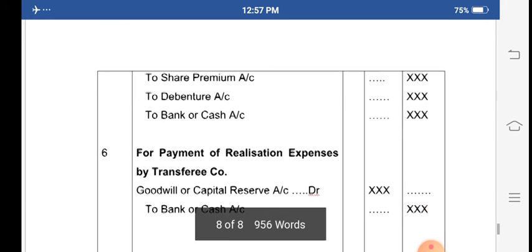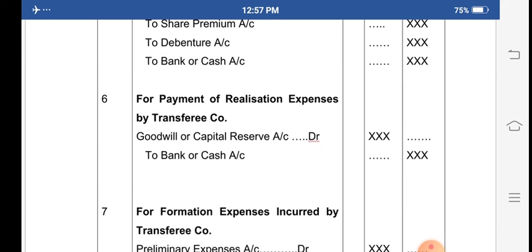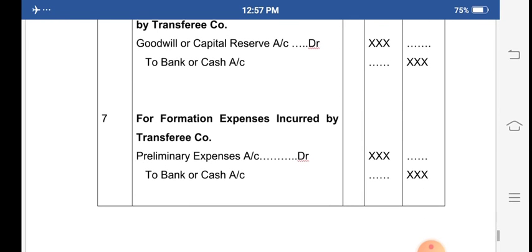Next, the sixth one, for payment of liquidation expenses of the transferee company. For this purpose, how to pass journal entries: goodwill or capital reserve account debit, to bank or cash account credit. Next, the last one, the seventh, for formation expenses incurred by the transferee company. Whatever expenses are incurred for the formation purpose by the transferee company, for that purpose: preliminary expenses account debit, to bank or cash account credit.